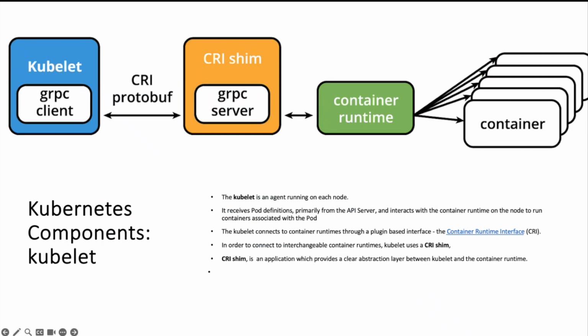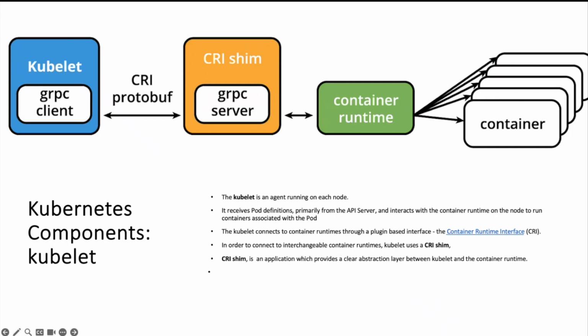So we will have a Kubernetes agent called kubelet, which will be running on each of the nodes. This kubelet, using a gRPC client, can be connected to something called a gRPC server. This gRPC server will be hosted by the CRI shim, which is nothing but the Container Runtime Interface shim, and which will be connected to the container runtime. So this kubelet service knows how to talk to the CRI shim, which provides a standard interface towards the kubelet service.